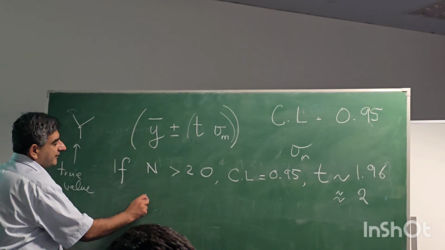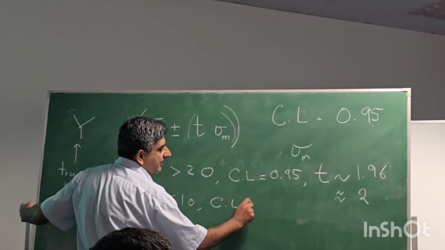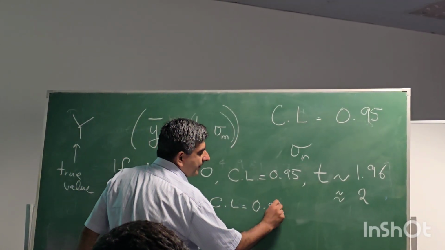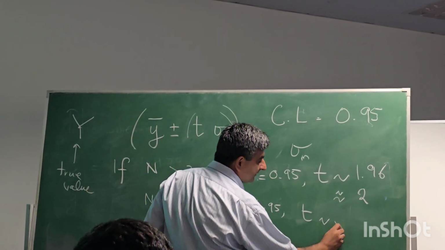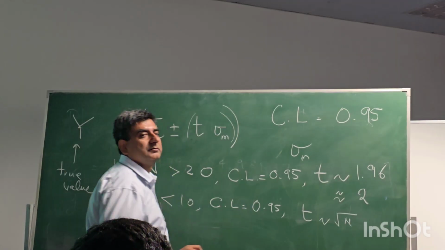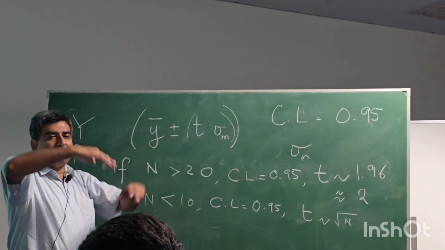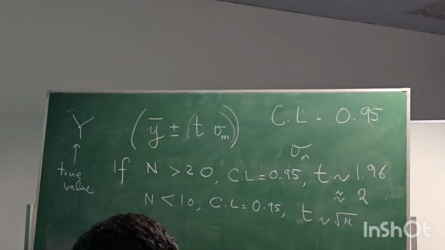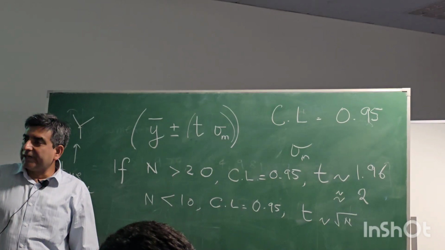If my n is, say, less than 10, for the same confidence level, 0.95, my t is roughly the same as the square root of n. So these are just numerical estimates. And this t is coming from a probability distribution function, which I don't think you've studied so far. You haven't studied probability distribution functions, but it comes from a particular one which is called the student's t distribution.